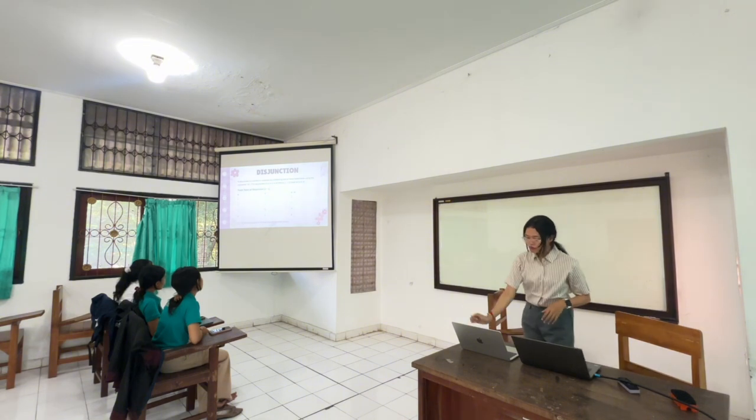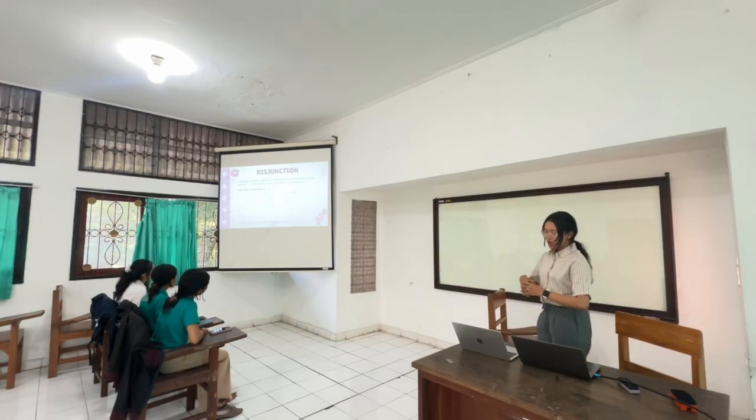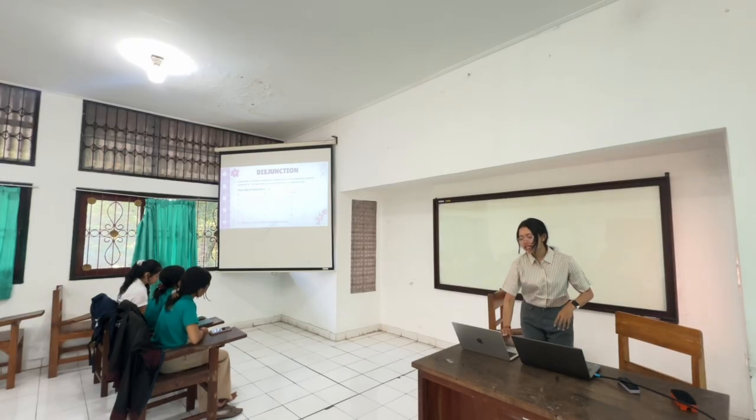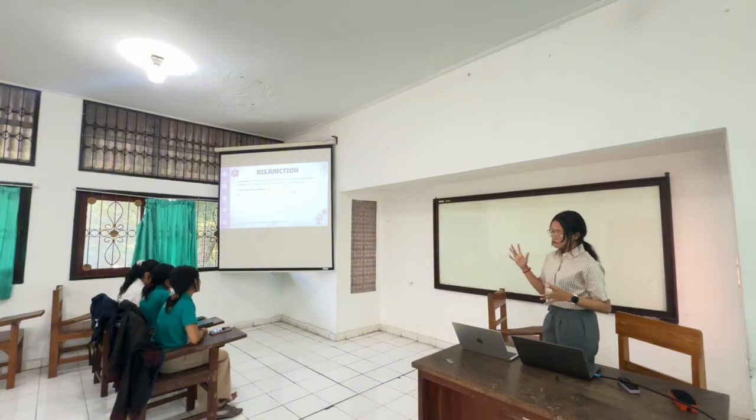Still true. Okay, the third row, P is false and Q is true. So the result is true. And the last row, both are false. So the result is false. So disjunction is true if at least one statement is true.